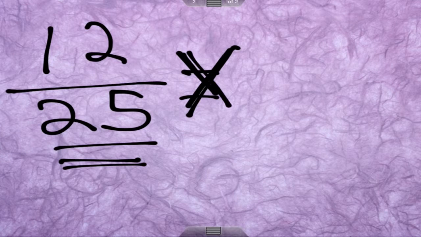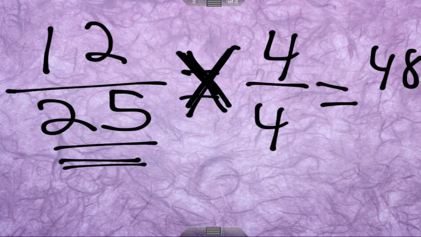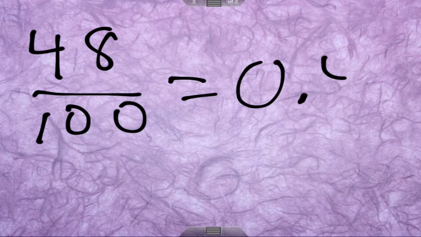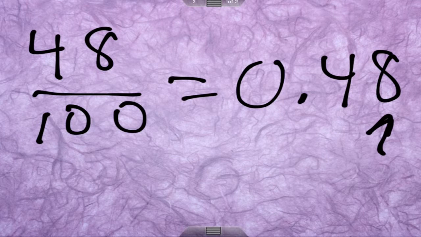Let's try another one. Let's try 12 over 25. Okay, so if you look at 12 over 25, I want to make 25 into 100, and to do that, I times the numerator and denominator by 4. So if I do that, I get 48 over 100. Well, 48 over 100 is 48 hundredths. So 0.48, because 8's in the hundredths, so 48 hundredths.